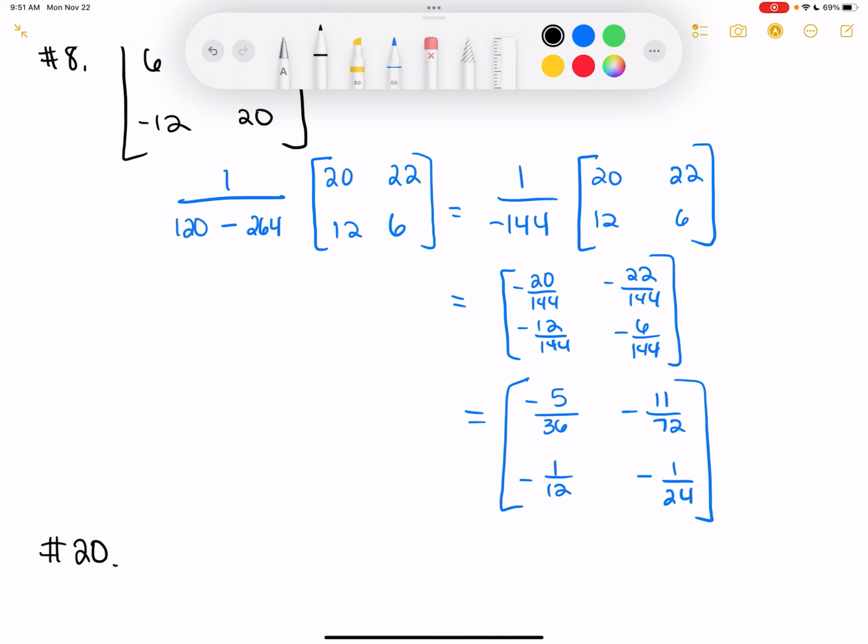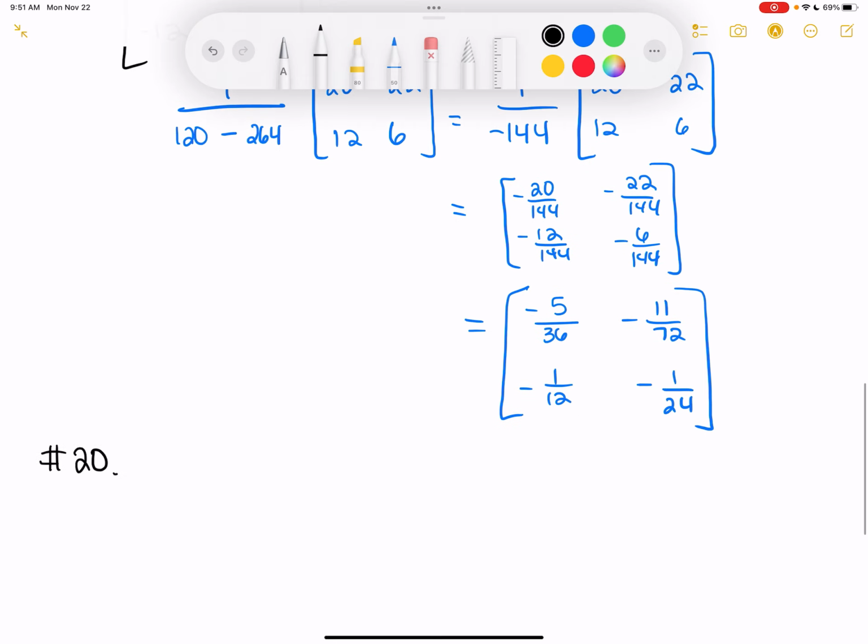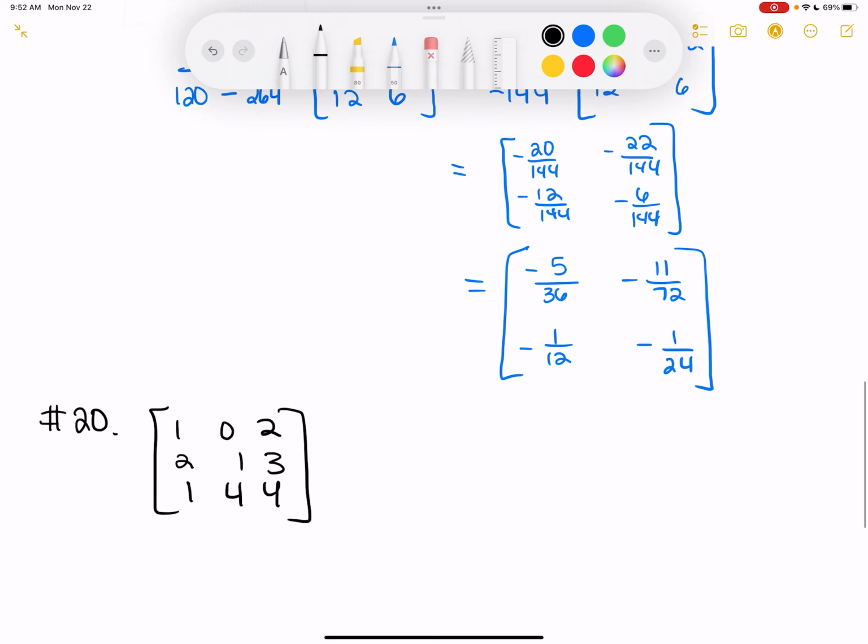All right, the next one said use your calculator to find the inverse of matrix A and then check the result by showing that A times the inverse of A is equal to the identity matrix and the inverse of A times A is equal to the identity matrix. So the one that we're given for 20 is 1, 0, 2, 2, 1, 3, 1, 4, 4. So go ahead and put that into matrix A.